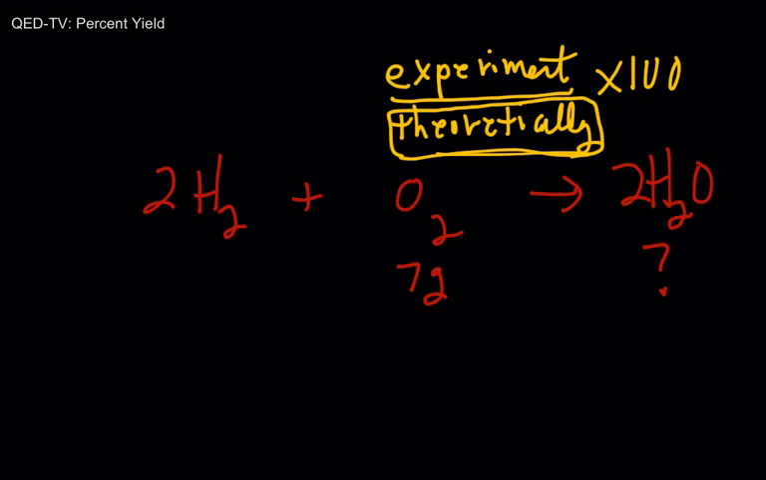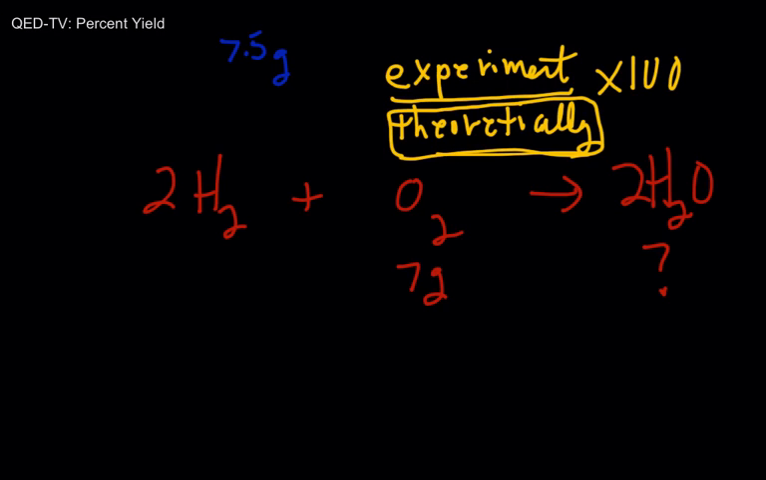Now let's keep in mind, up here on the side, let's say that in the lab, when we actually did this reaction and reacted 7 grams of oxygen, we end up producing 7.5 grams of water. In the lab, that's how much water we actually produced. Okay, so that's our experimental production of water. What we want to do is a stoichiometry problem to figure out how much water we should have been able to make.